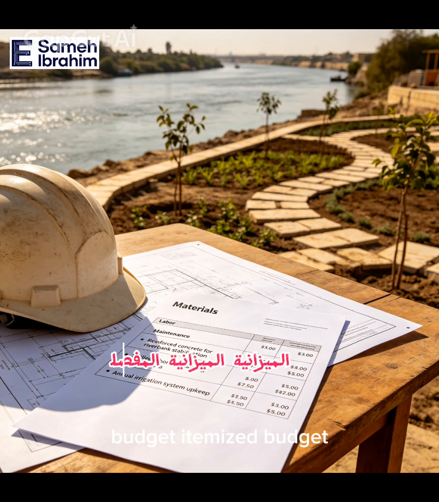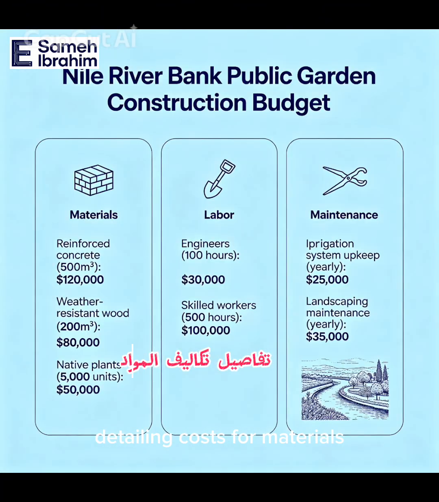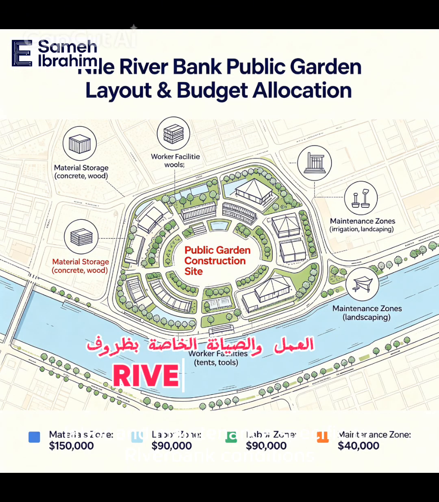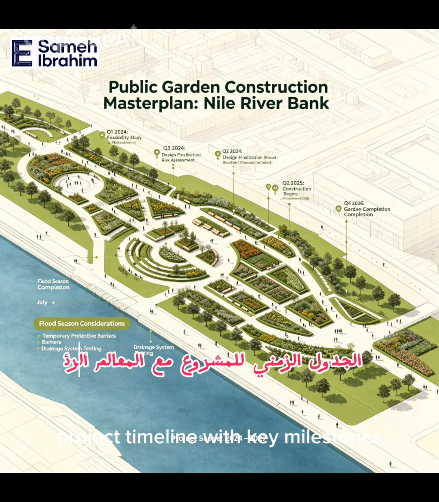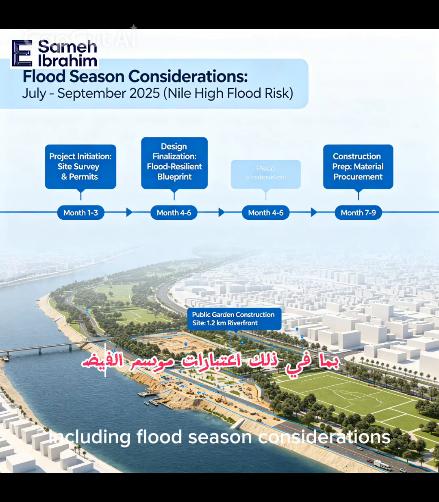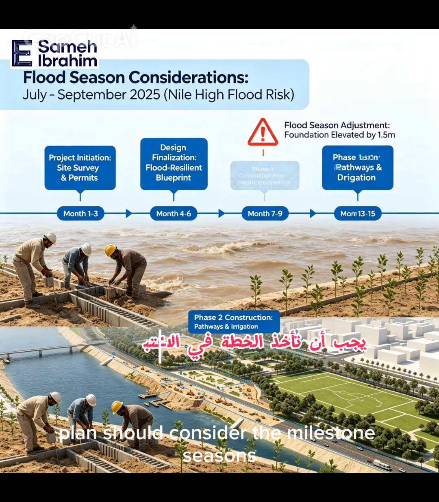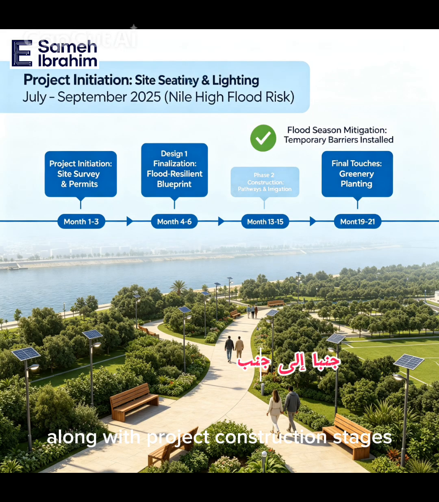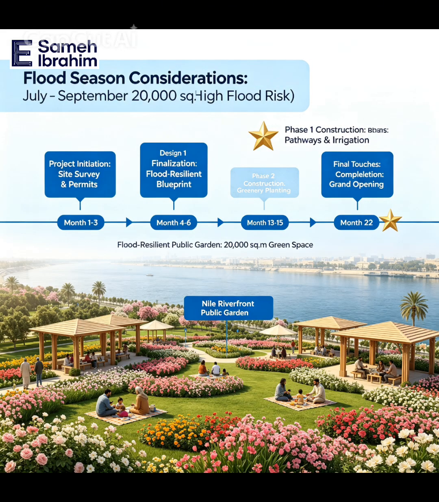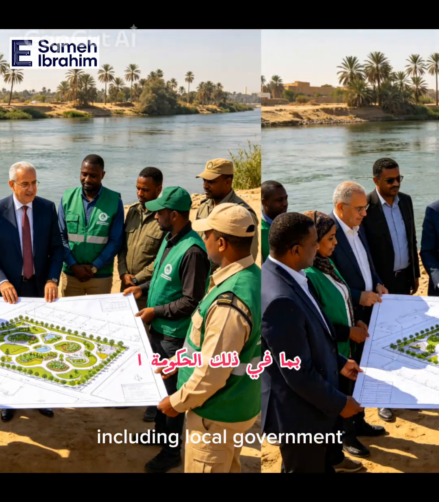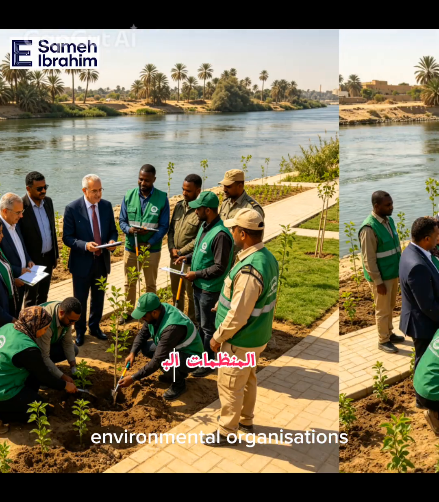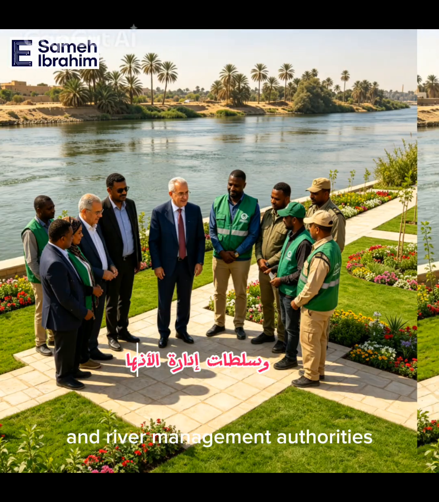Budget: itemized budget detailing costs for materials, labor, and maintenance specific to riverbank conditions. Project timeline with key milestones, including flood season considerations. Plan should consider the milestone seasons along with project construction stages to avoid expected constraints. Stakeholders: identify stakeholders, including local government, community groups, environmental organizations, and river management authorities.